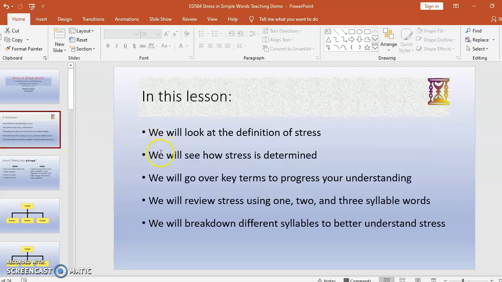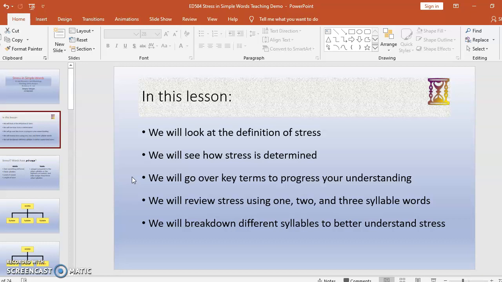Now in this lesson, we will look at the definition of stress. We will see how stress is determined. We will go over key terms to progress your understanding. These are good terms to know, not just for the presentation, but also for the program. Just keep it in the forefront of your mind as you're speaking and as you're thinking, so that you become an expert on it.